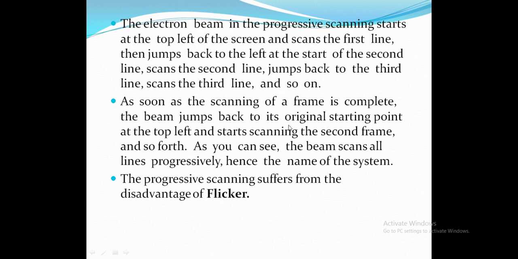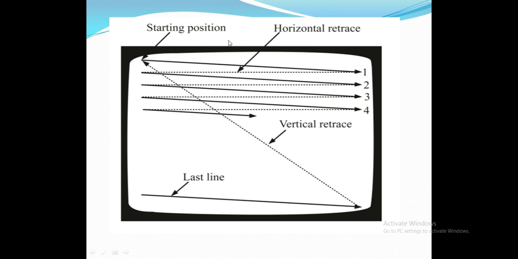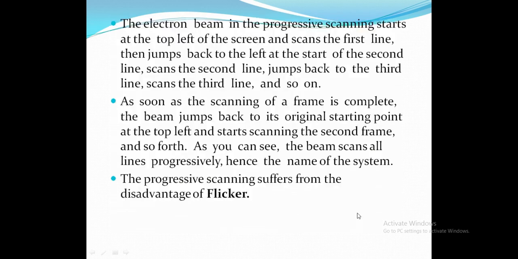So as soon as the scanning of the frame is complete, the beam jumps back to the original starting point at the top left and starts scanning the second frame and so forth. So after the first frame is complete, what happens? Again the cursor or electron beam goes to the first state. Okay, in the next frame it goes to the first place, that is, it goes to the top left, and the scanning process continues like that.